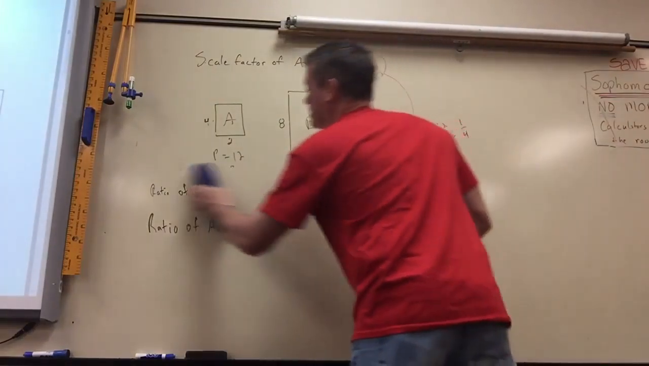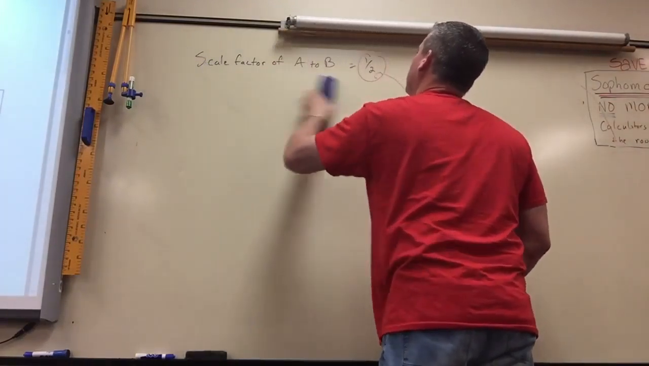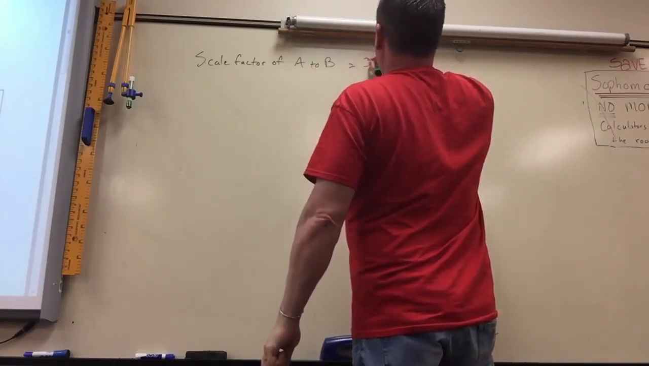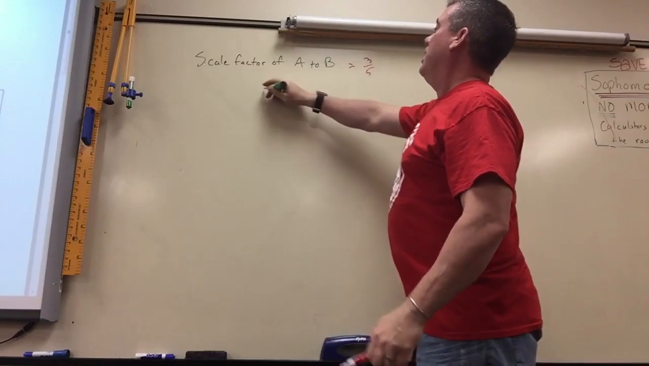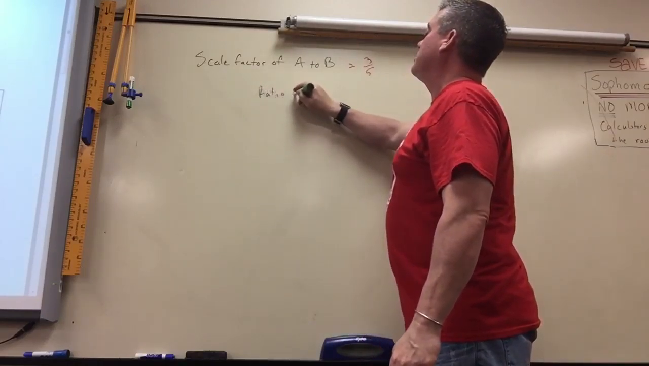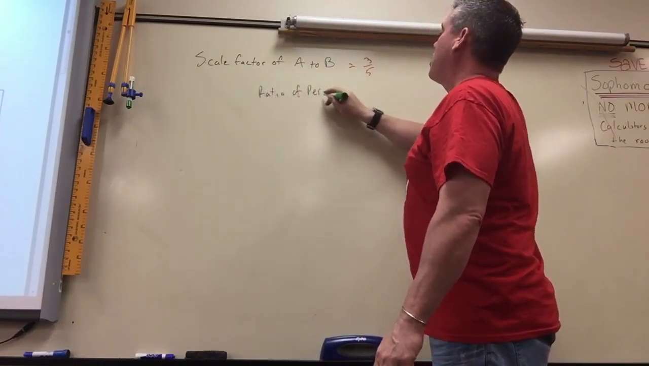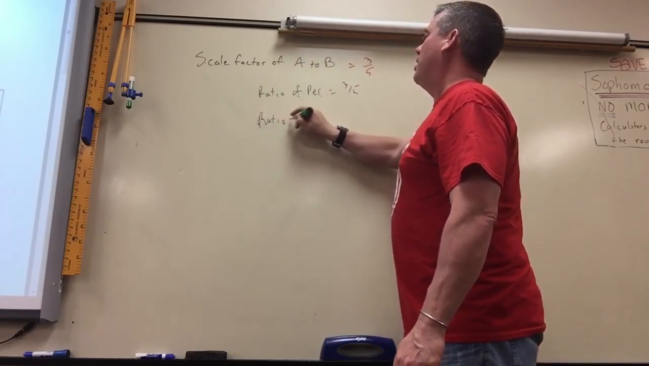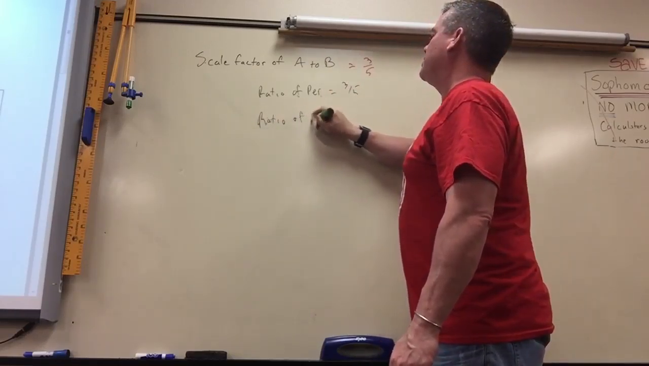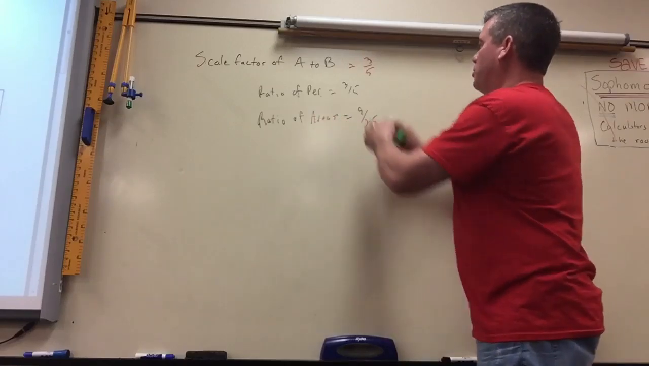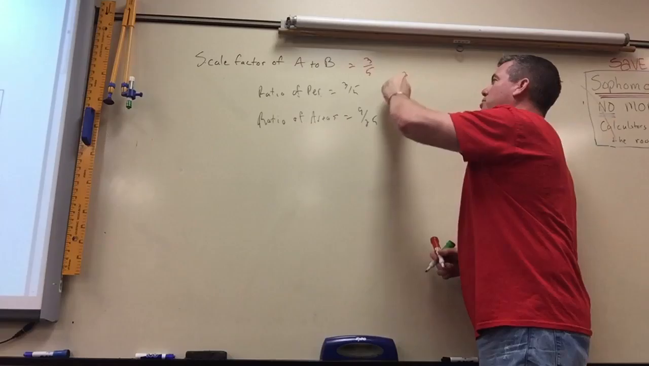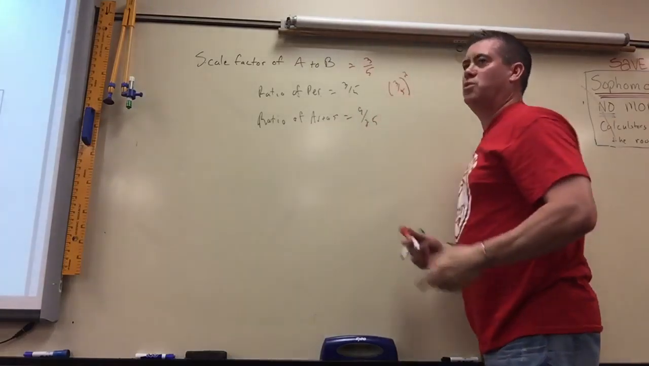So, if they told you that the scale factor of two objects is 3/5, the ratio of perimeters is also 3/5, and the ratio of areas is 9/25. Because for the area, you would just take 3/5 and square it. That means 3 squared is 9, 5 squared is 25.